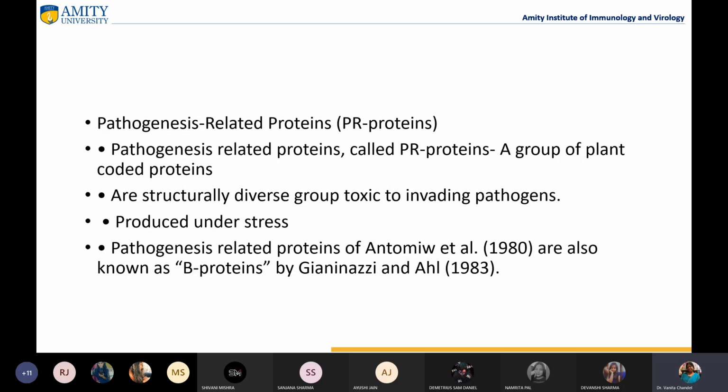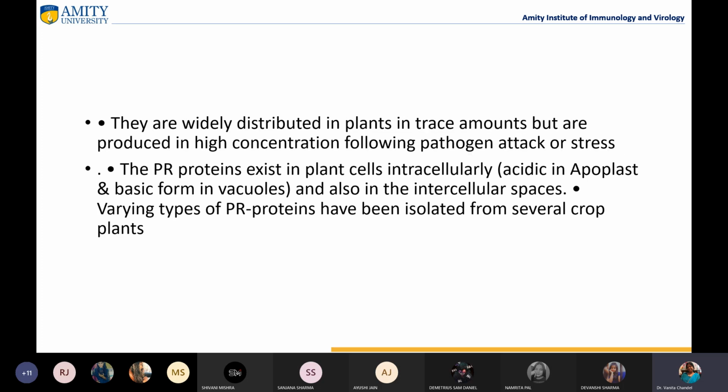Then pathogenesis-related proteins, the PR proteins we are talking about, are a group of plant-coded proteins. They are structurally very diverse and they are toxic to the invading pathogens. These types of proteins are generated in the plant when it is under stress from the attack of certain pathogens. Pathogenesis-related proteins are also known as the B proteins; some workers have named them that.